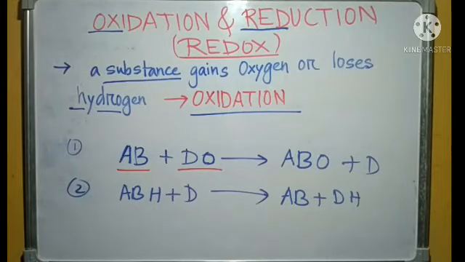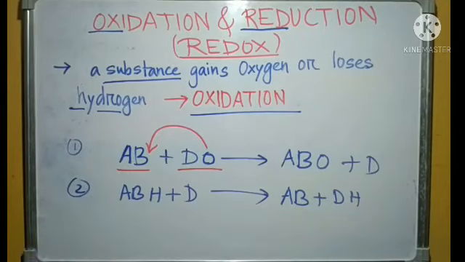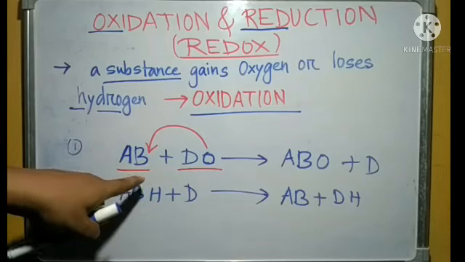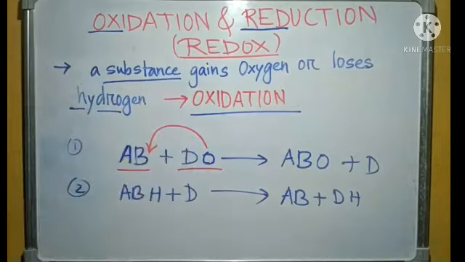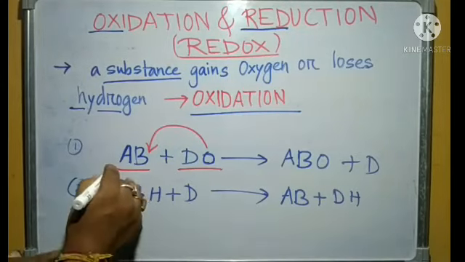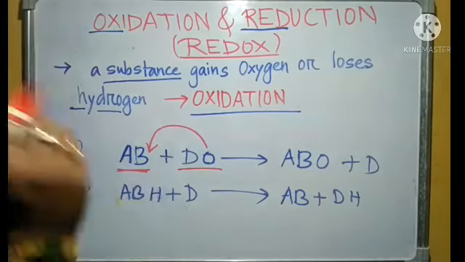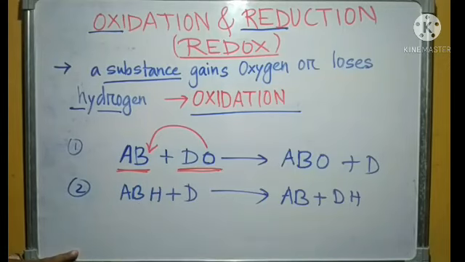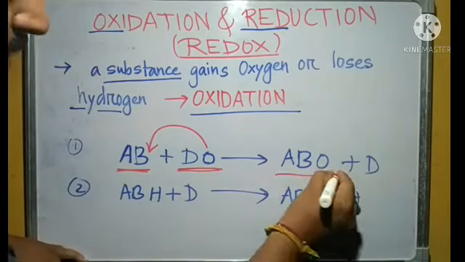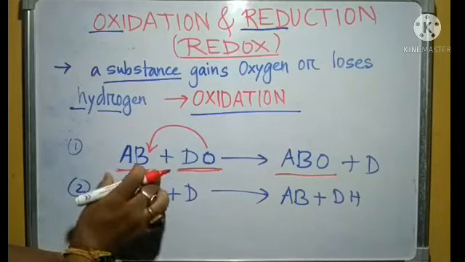Okay, so if in this reaction the oxygen atom is transferred to this AB reactant, that means the AB reactant gets an extra oxygen atom. If this AB reactant is getting the extra oxygen atom from this DO reactant, then on the product side we will get ABO. So what is happening is that the AB reactant is getting an extra oxygen atom.